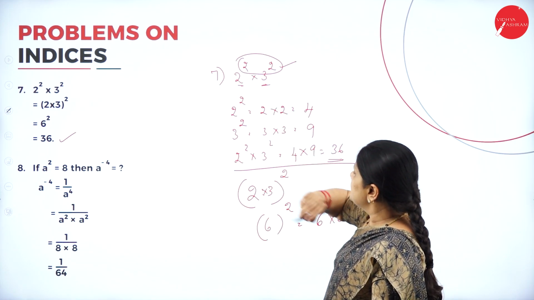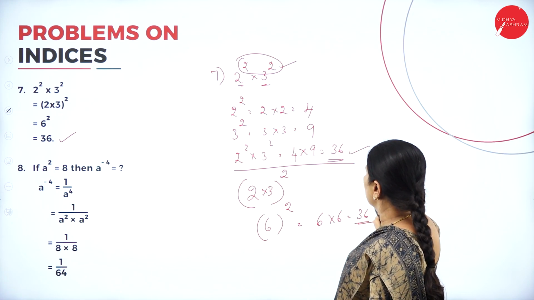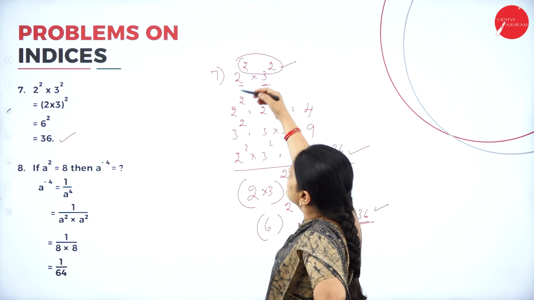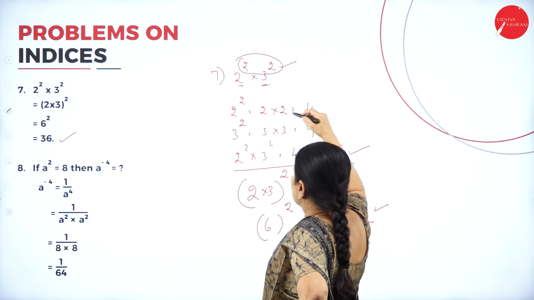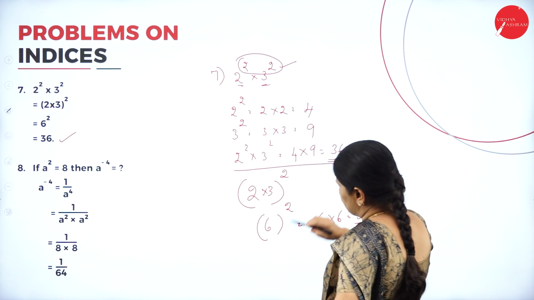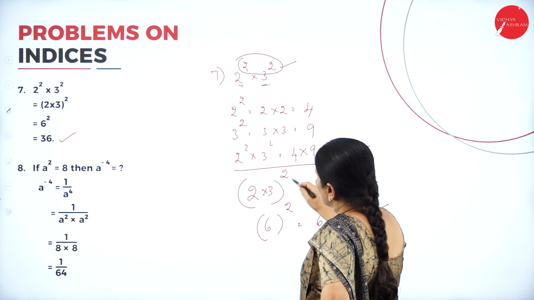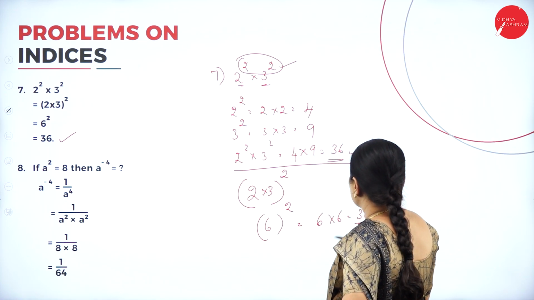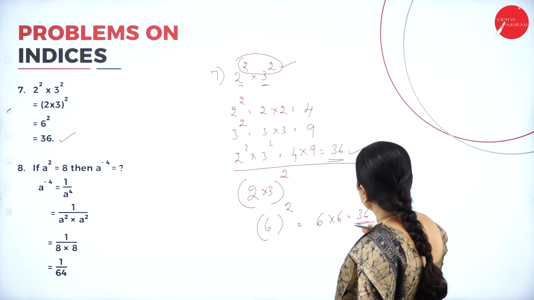So this 7th problem, we can do it in 2 ways. Either you just raise the 2 to the power 2 and multiply it and then get the answer, or 2 into 3 whole square, that will be 6 square. So 6 into 6 is 36.